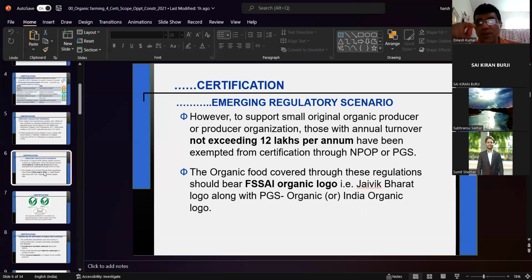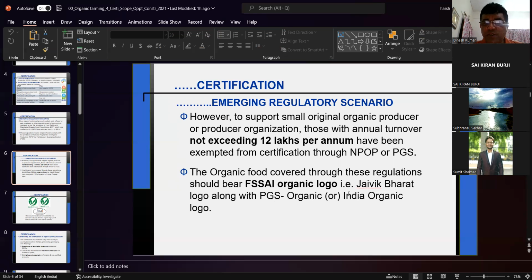So now you can see, to support a small, may be marginal, not original, organic producer or producer organization, those with annual turnover not exceeding 12 lakhs per annum have been exempted from certification through NPOP or PGS. They can sell their product as organically produced or organically grown product.